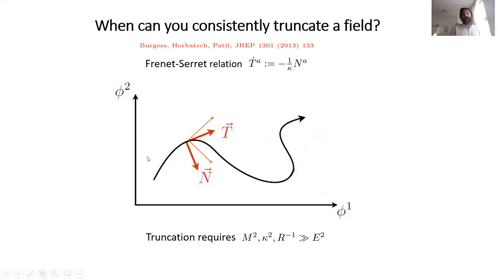One of them is the curvature of the trough, this kappa, which is encapsulated by this Fermi-Serre relation. It's the amount at which the tangent and normal change, and the inverse target space Riemann curvature. All of these have to be above the energy scale that you're interested in order for truncation to be true. If even one of them is not true, your Wilsonian fast and slow do not align with what you thought was your heavy and light by staring at a Lagrangian.